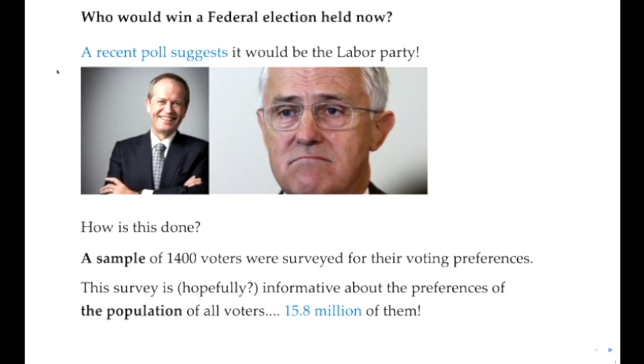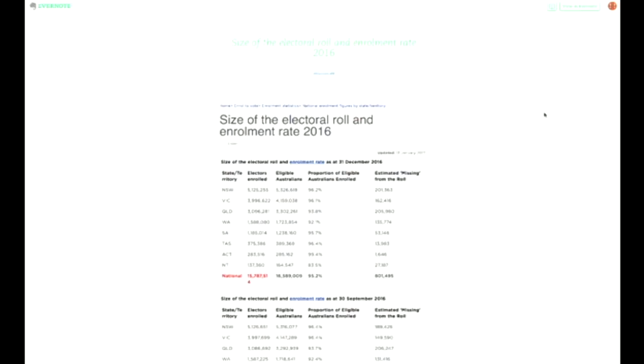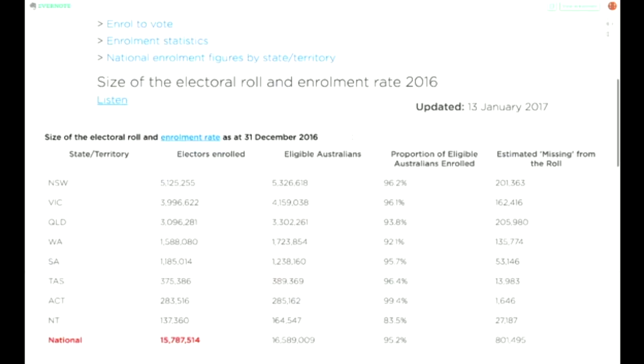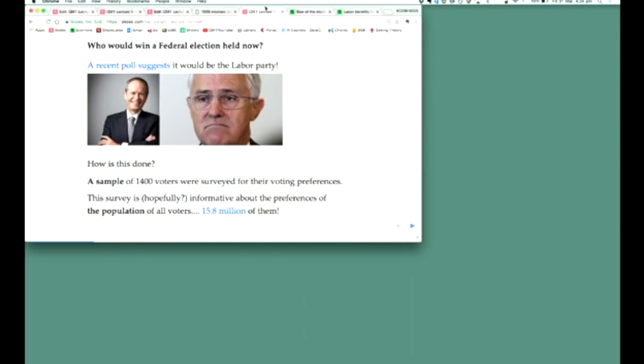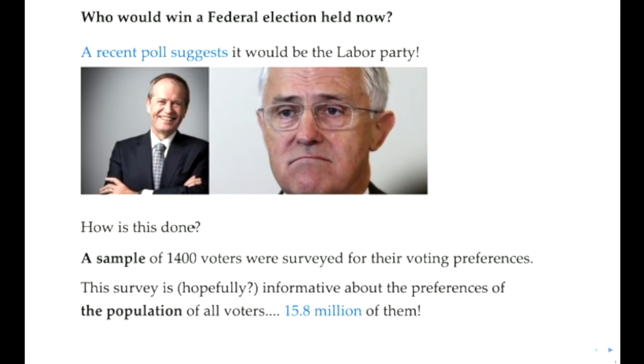So these 1,400 voters are called our sample, and then there is a population of all possible voters, and how many of those are there? Well, there's 15.8 million, and that's not a made-up number. If you go to the Australian Electoral Commission and look up the numbers, as of the update on the 13th of January this year, there were roughly 15.8 million people in Australia eligible to vote. Okay? So those are the numbers that we're talking about. So what we're doing, and this is an example of statistical inference, we're taking the results of a sample of 1,400 voters and taking them as being representative, as being informative about what would happen if all 15.8 million people went to the polls.